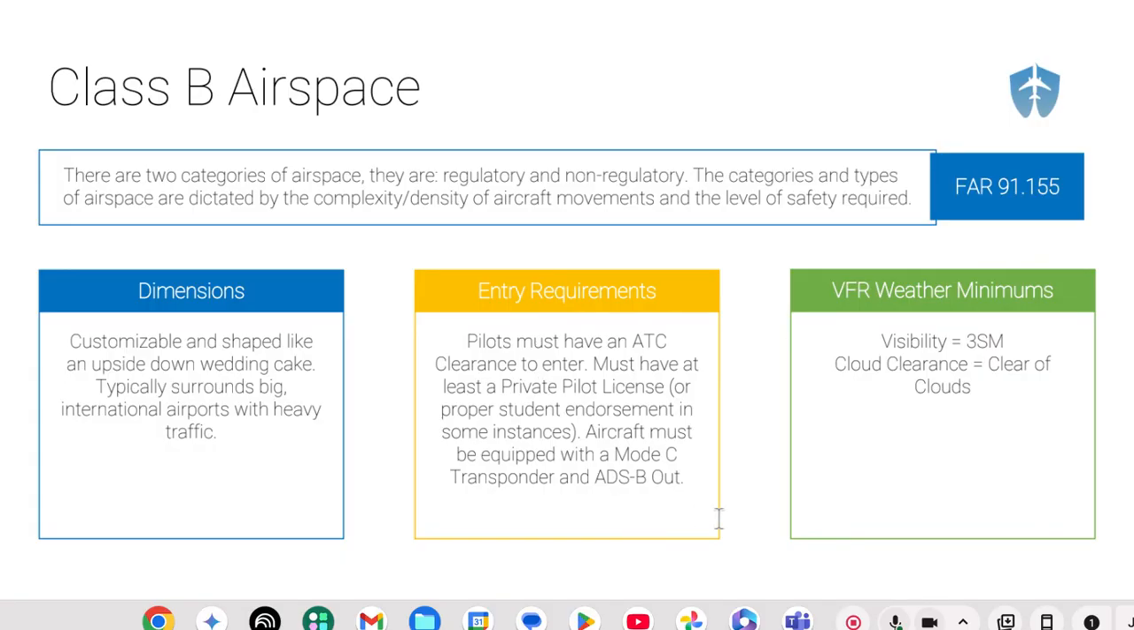Entry requirements. The pilots must have clearance to enter, so you must hear "cleared to enter" that specific Class Bravo airspace from ATC. You also must be at least a private pilot to fly in Class B, or if you're a student and you wish to solo in Class Bravo, then your instructor must train and endorse you in that specific Class Bravo airspace. So that's very important. The airplane also must be equipped with a mode C transponder and an ADS-B out. VFR minimums are pretty easy, so it's just 3 statute mile visibility and remain clear of clouds in Class B.